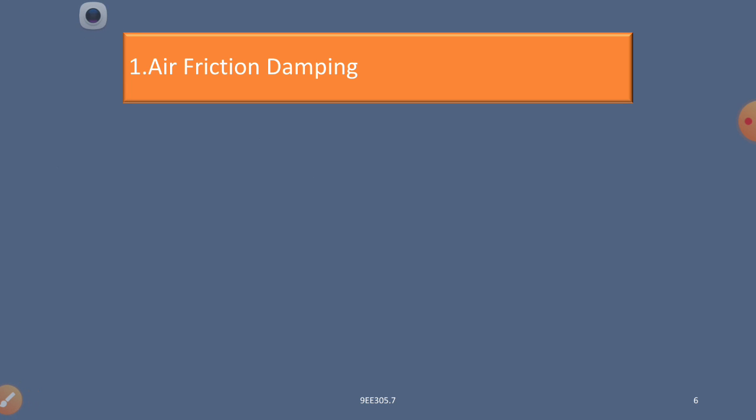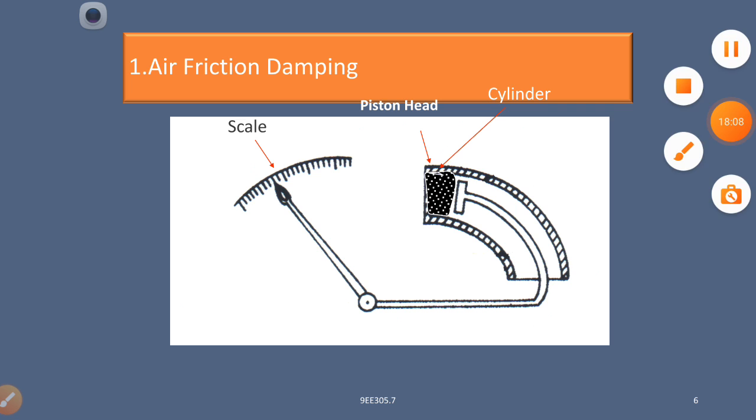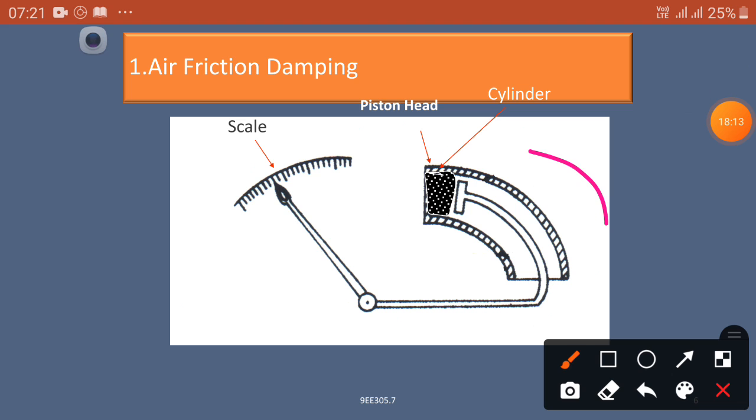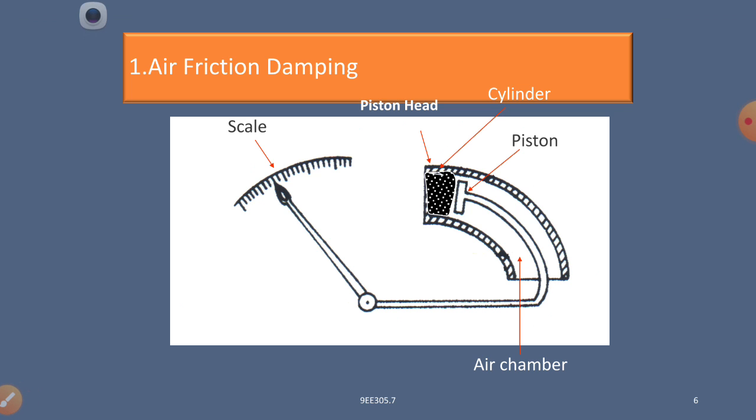Now air friction damping. You can see the parts of the air friction damping. This is a calibrated scale. The piston head is this one. Now there is a cylinder. This is the piston, and this is the piston head. This is the cylinder, a closed cylinder. Next, this is the air chamber. The air chamber is a closed one. Next, this is a spindle. These are the parts of an air friction damping arrangement.